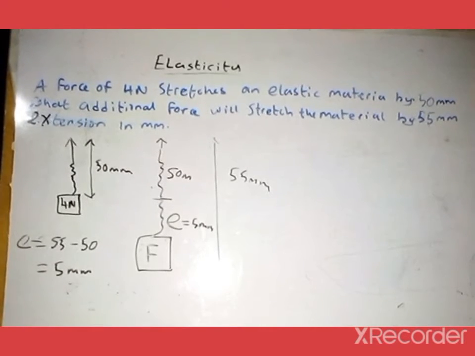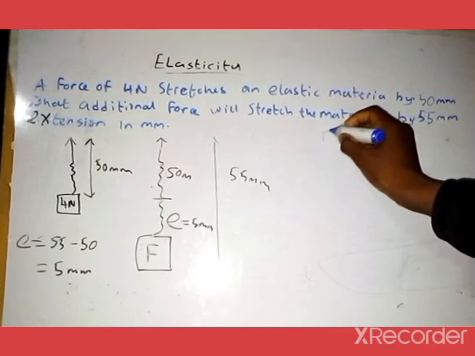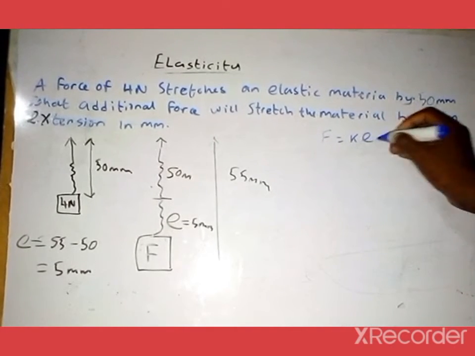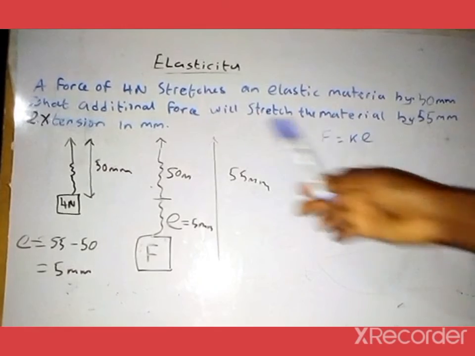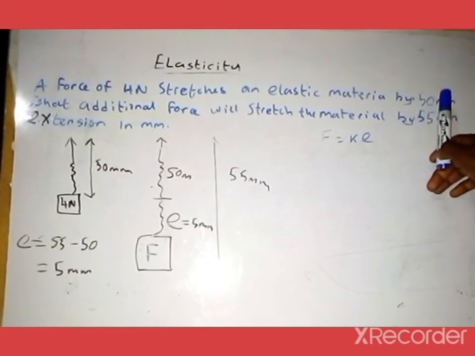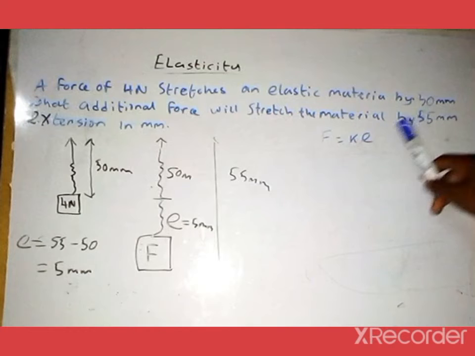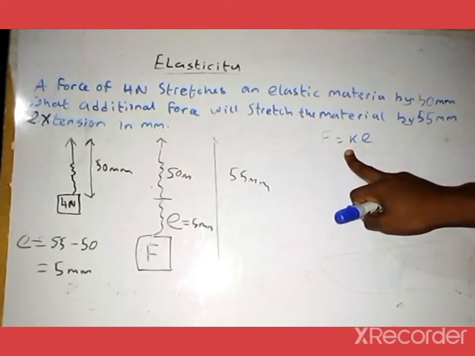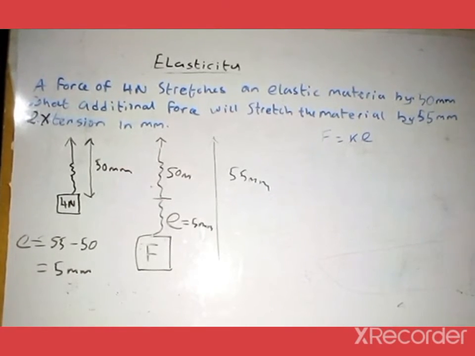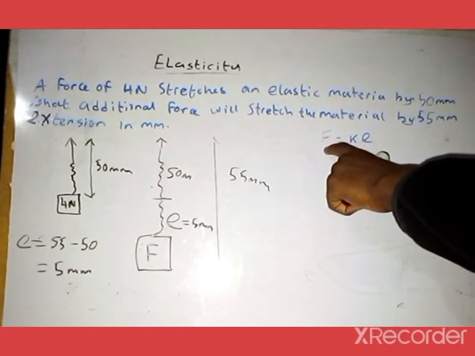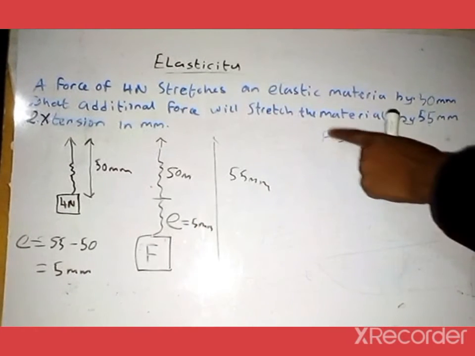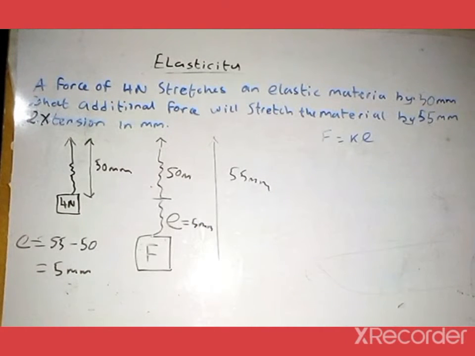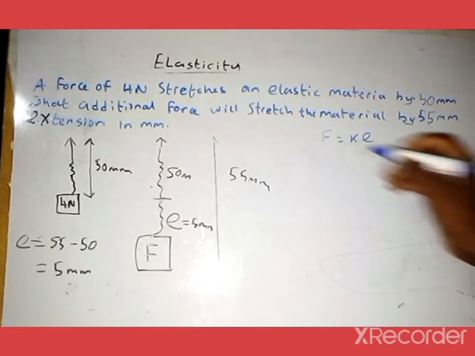So now what are we going to do? Since we know that our force is equal to KE, we can use the law of proportionality, or we can first insert this 4 Newton here, insert the 50 mm here, then we get the constant K. So that constant K, when we are to find the next one, we multiply the constant K by the extension, which is 5. So to get our second force, either we do it like that or we use the law of proportionality.